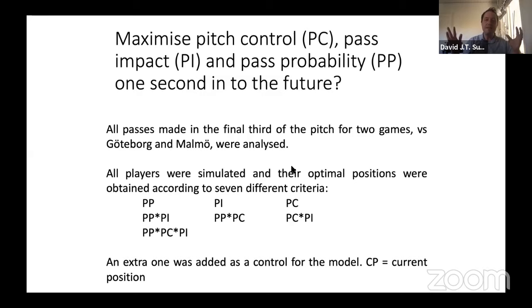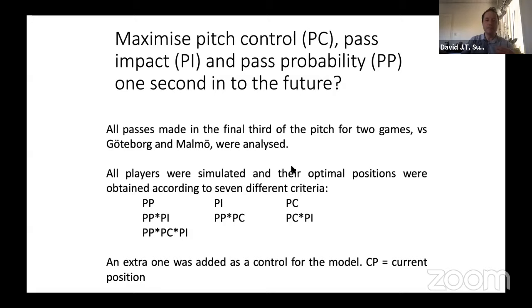I think that's probably exaggerated, but a good football player can see 2 or 3 or maybe 4 or 5 seconds into the future about what's going to happen. And the idea of our model is, if a particular player can see one second into the future where everyone else is going to go, and then he wants to maximize these three principles, pitch control, pitch impact, or pass probability, where should he go? And that then allows us to actually build a simulation model of how a player behaves 1 second into the future. And so we made that model.